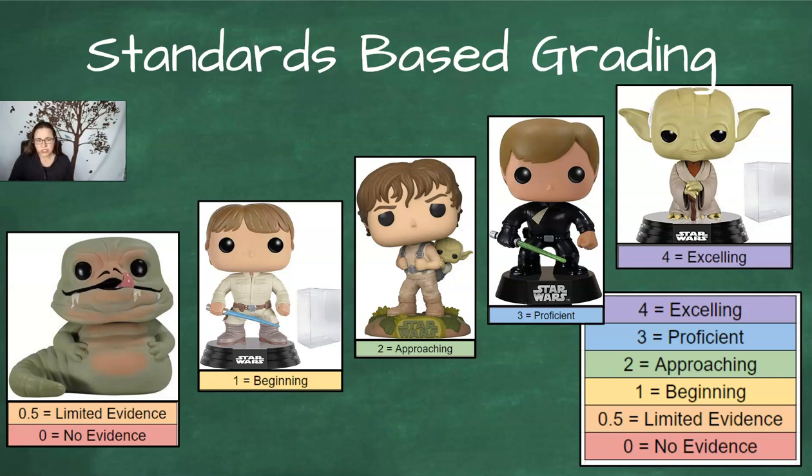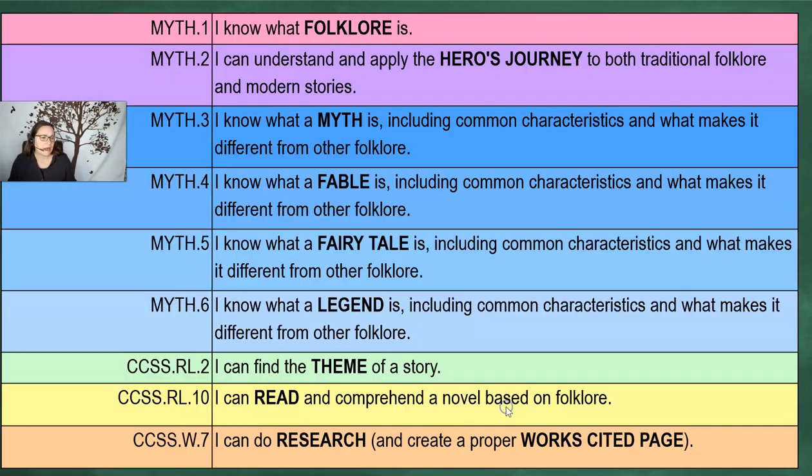So just kind of a visual for you about the different levels. Again, 3 is really where you want to be. You've mastered the standard. 4 is something to work for, but don't feel bad if you don't make it as well. So there's that. So what are the standards for mythology?